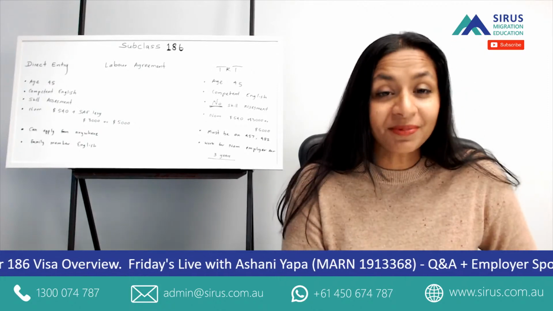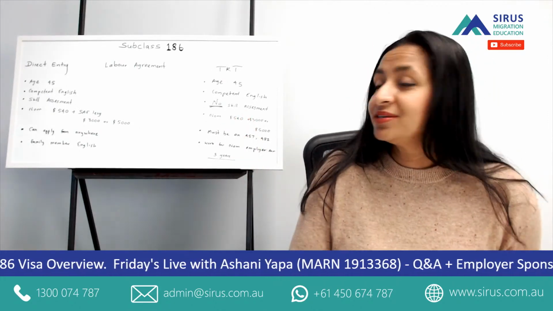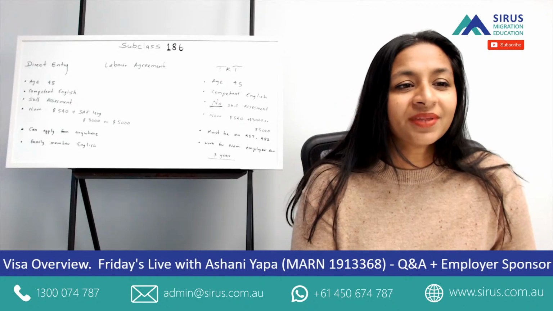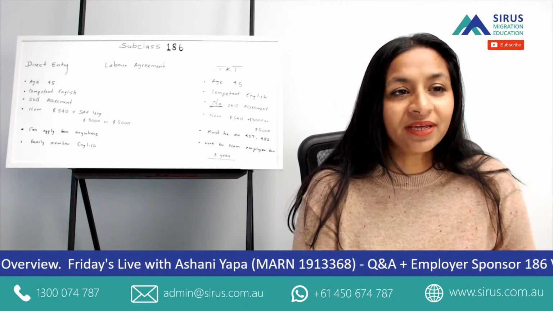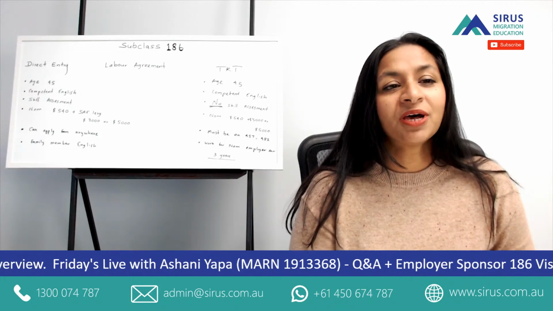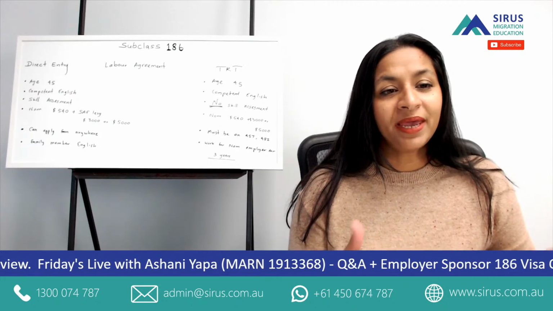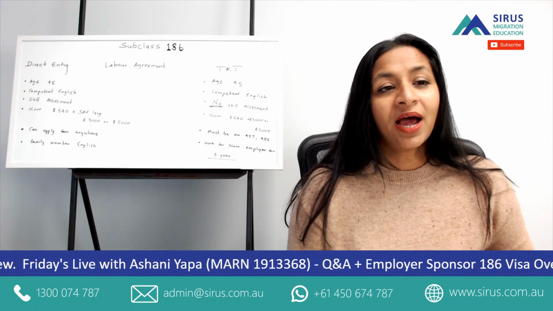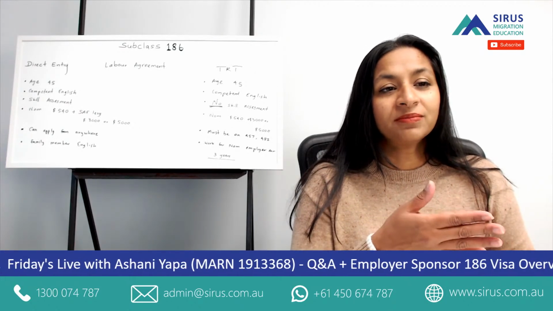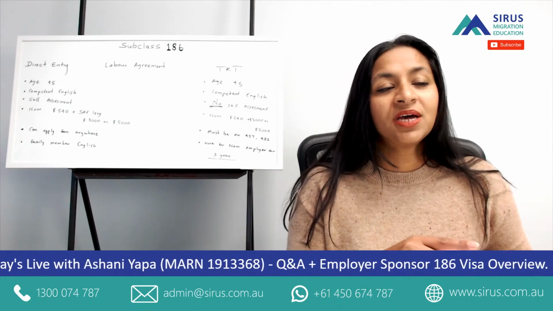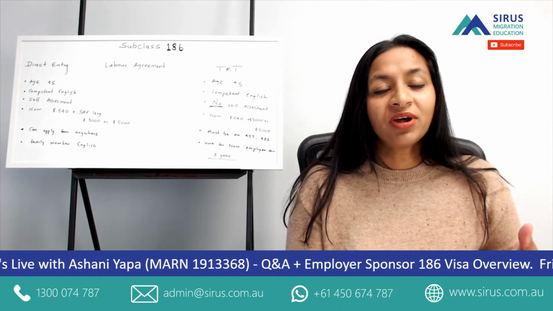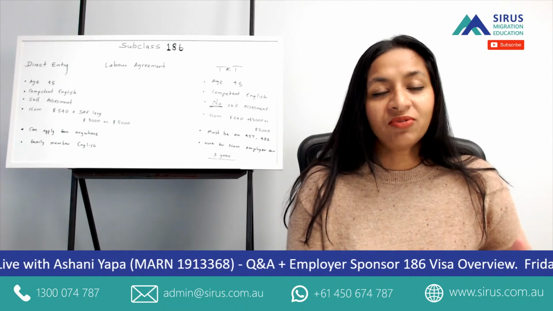Right, so subclass 186. I have written some notes for you as well. I'm going to be talking about the requirements for all three subcategories. So subclass 186 is the main subclass. Under that there are three sub-streams, if you put it that way. The first one is direct entry, second one is labor agreement, and the third one is TRT.